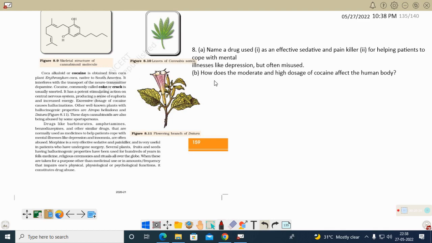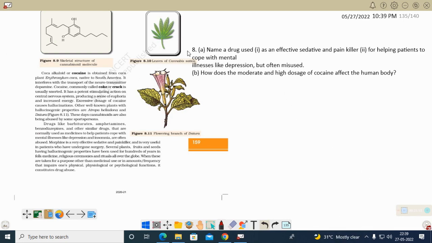Okay, now the B question: how does a moderate and high dosage of cocaine affect the human body? See, when cocaine is taken in a moderate dose, it has a potent stimulating action on the central nervous system. It produces a sense of euphoria, which means over-happiness, and increased energy. Excessive dosage of cocaine causes hallucination. That is enough. So, a moderate dosage stimulates the central nervous system, produces a sense of euphoria and increases energy, and an excessive dosage leads to hallucination.